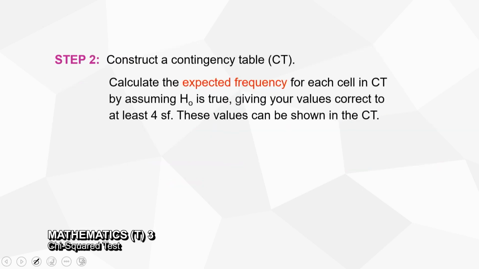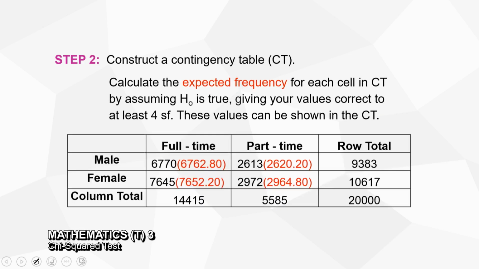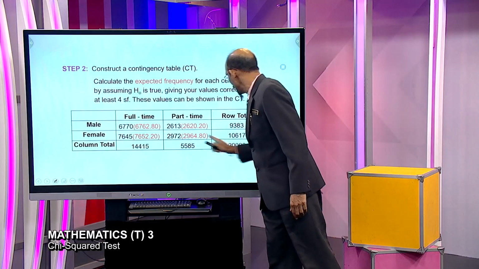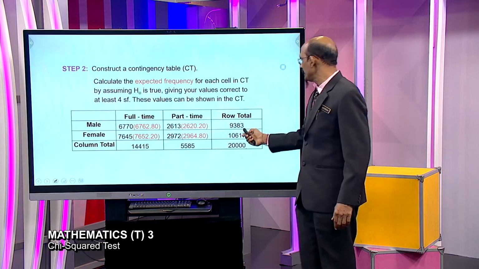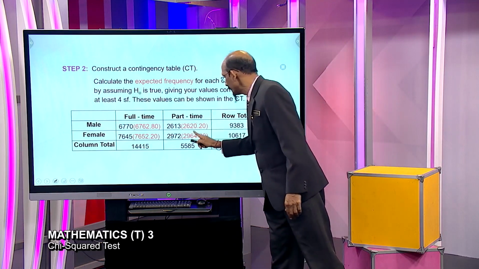So the step 2, we construct the contingency table and we find our expected frequency. So we can write the expected frequency in our table, next to the corresponding value. How to calculate? Of course, you know row total times column total divided by 20,000 here. So you get this value. So you do the same thing for all the cells here. This one we call cell.